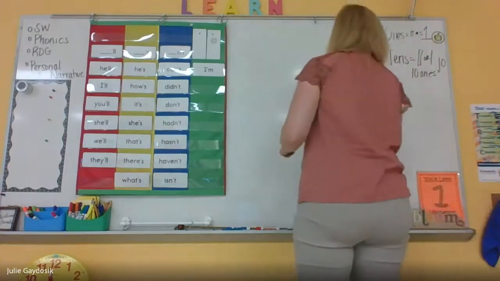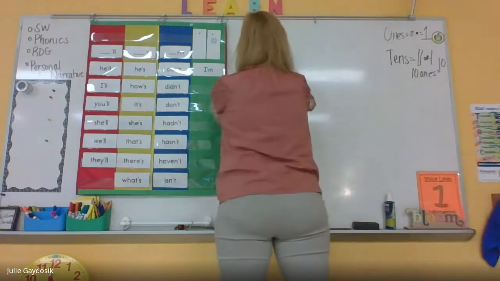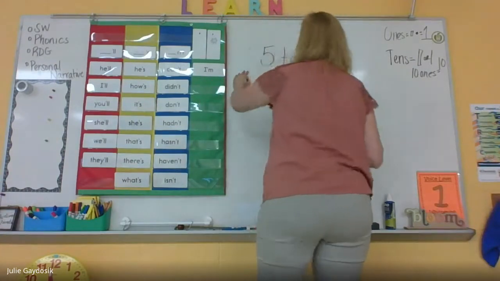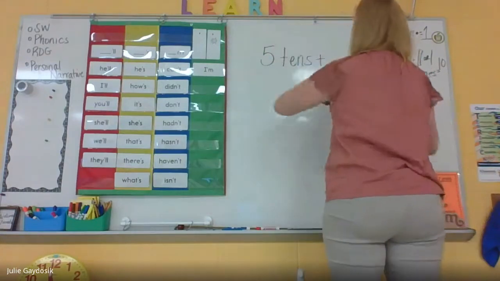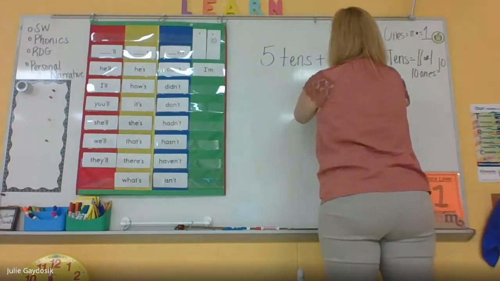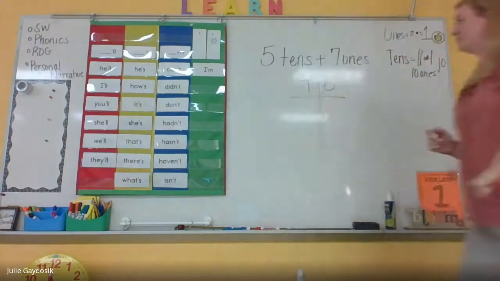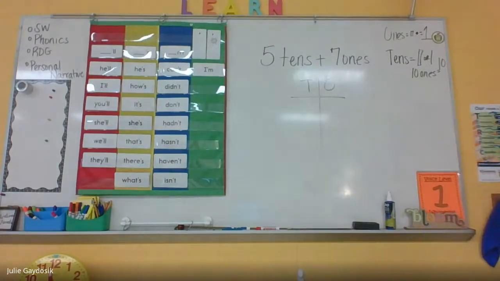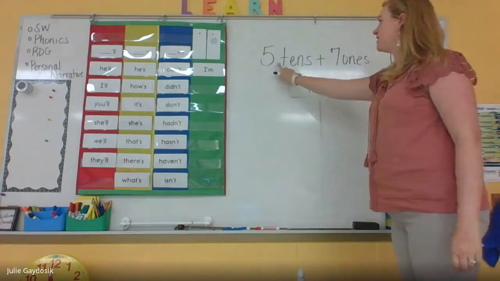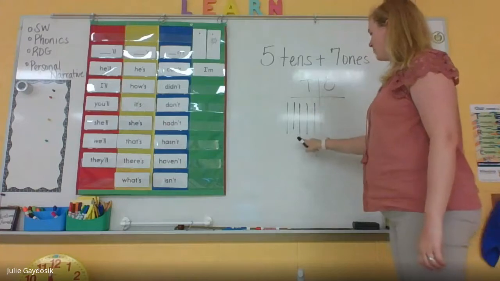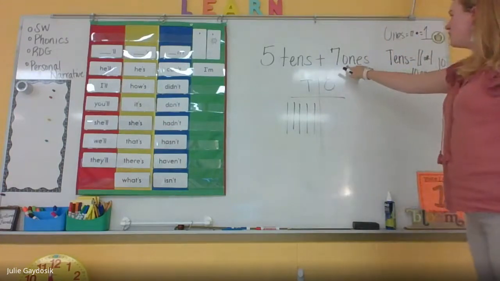That was an example. This time we got 5 tens and 7 ones. Don't forget, we're going to draw our tens and ones chart. We're going to draw out our numbers with our base 10 blocks, 5 tens. Tens are sticks. 1, 2, 3, 4, 5. 7 ones.